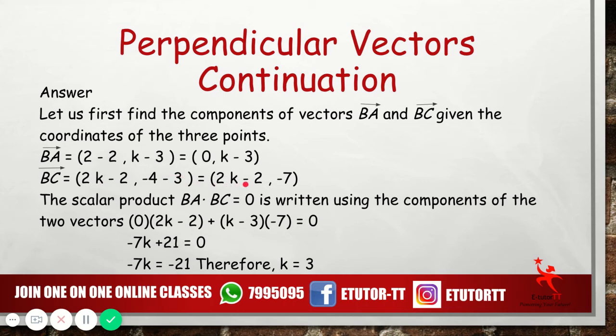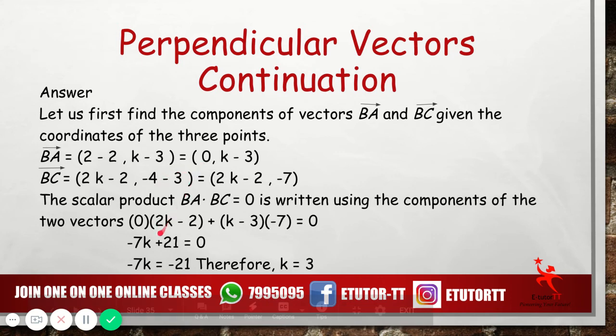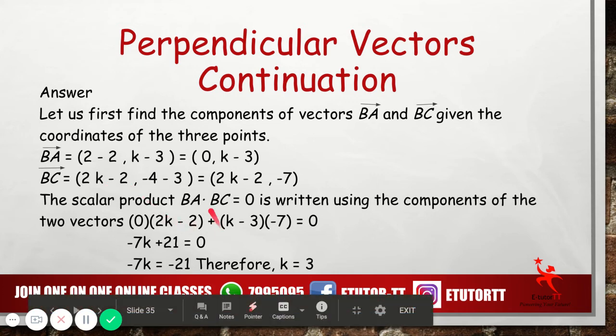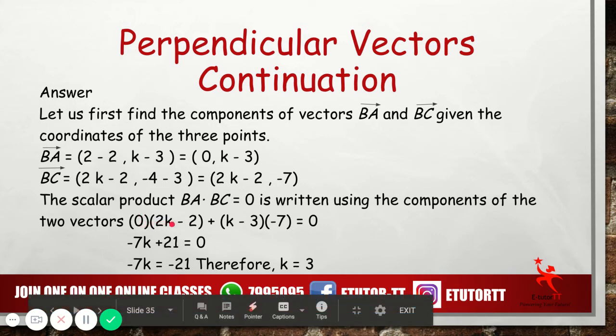So we leave it as 2k minus 2, and negative 4 minus 3 gives us negative 7. The scalar product BA dot BC is equal to 0 is written using the components of the two vectors. So we have now 0 times 2k minus 2, because BA is 0, plus k minus 3 times negative 7. From this first one, 0 times anything gives us 0.